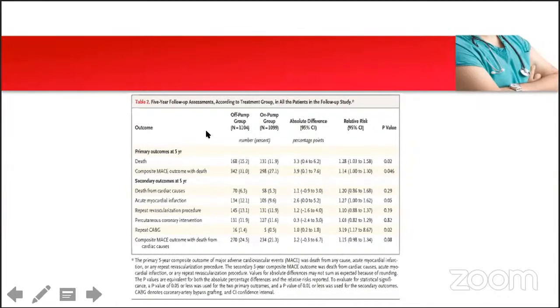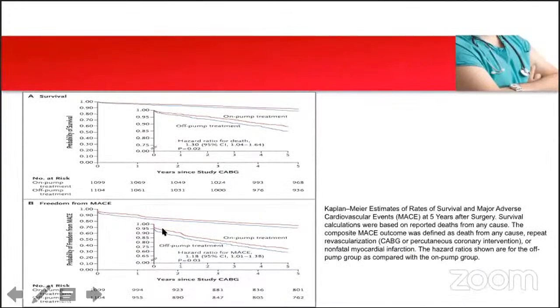Here, if we looked at the 5 years extended follow-up for the original Ruby trial, if we looked at the primary outcomes of all-cause mortality, here we can see the survival in on-pump versus off-pump group, which led to lower rate of survival in the off-pump Cabbage versus on-pump, and freedom also from MACE or major adverse cardiovascular event were higher in the off-pump Cabbage versus the on-pump Cabbage.